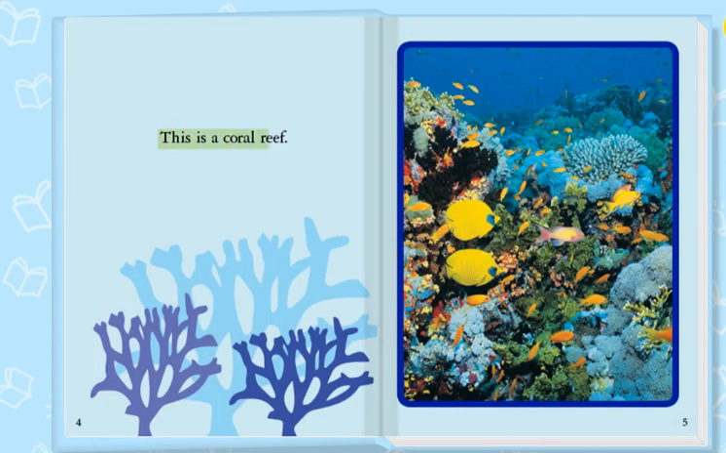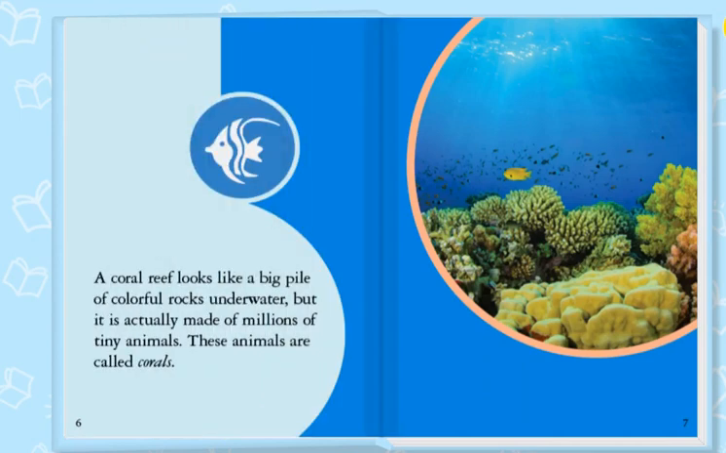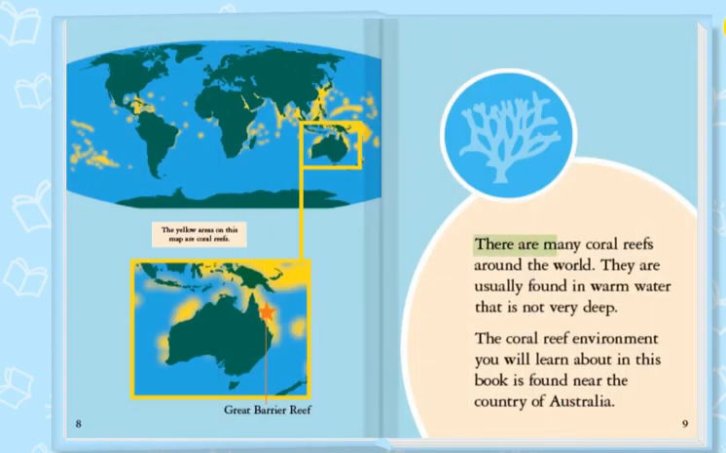This is a coral reef. A coral reef looks like a big pile of colorful rocks underwater, but it is actually made of millions of tiny animals. These animals are called corals. There are many coral reefs around the world. They are usually found in warm water that is not very deep. The coral reef environment you will learn about in this book is found near the country of Australia.